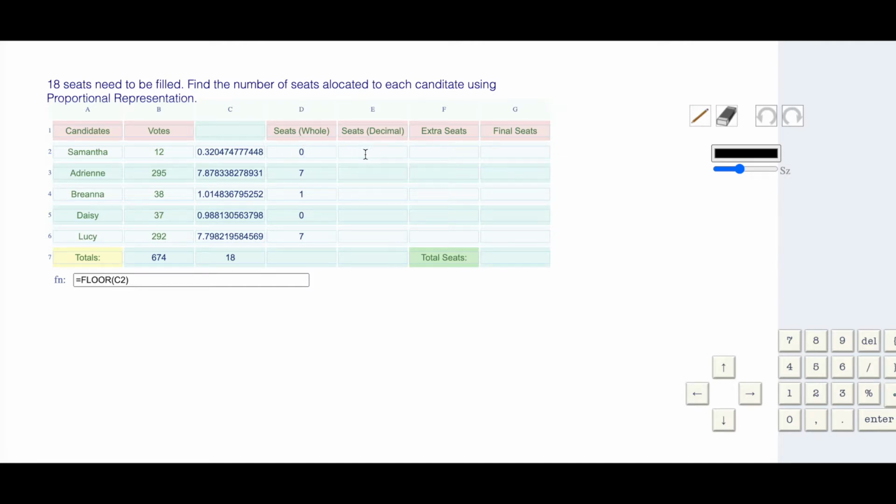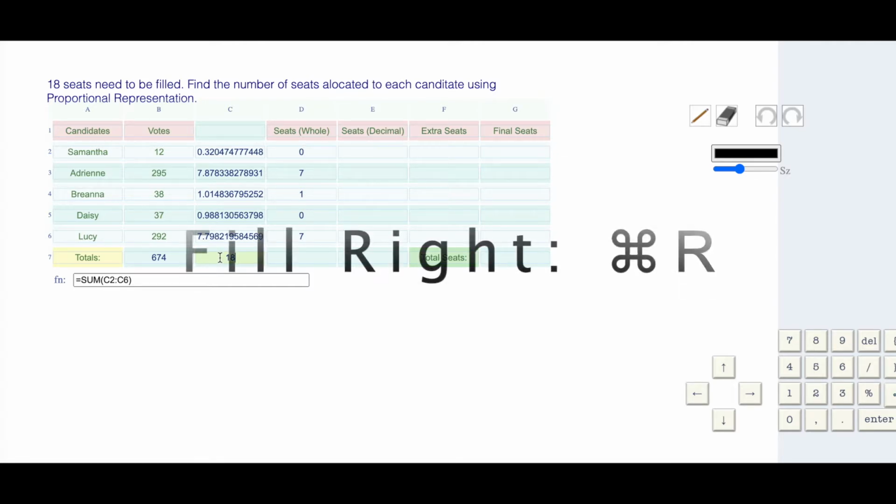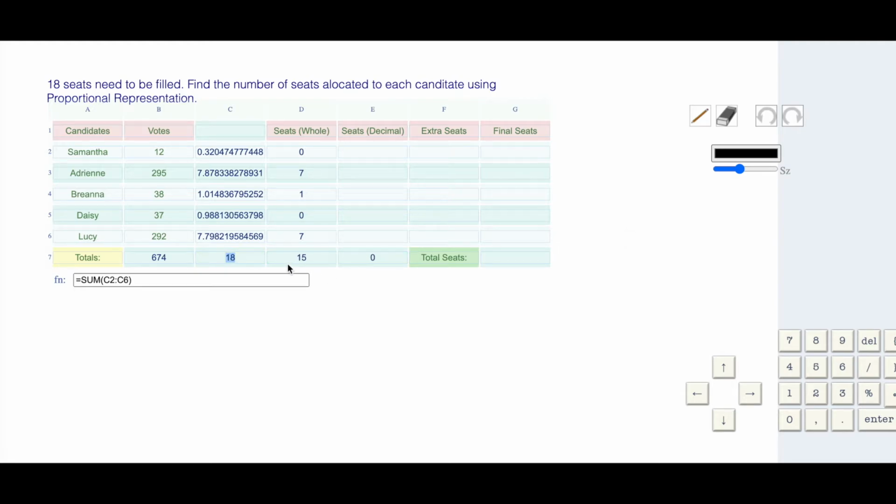And then we're going to look at the decimals. How many seats? I can just fill this right. Command R to fill right. So far I've used up 15 seats. So that means there are 3 seats extra. Let's figure out what the decimals are, or the floating point version. Take away the whole number, like that, and that'll just give us the decimals. Instead of having 7.7, we just have the 0.798. It just gives us the decimal part.